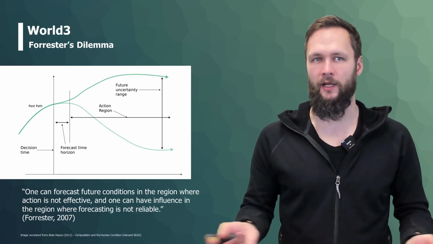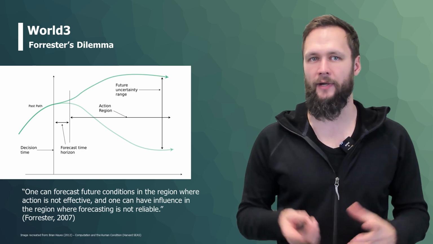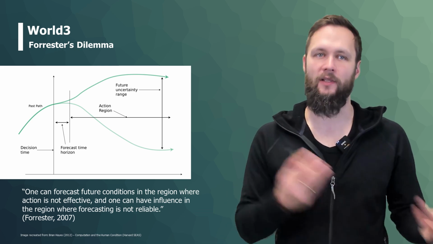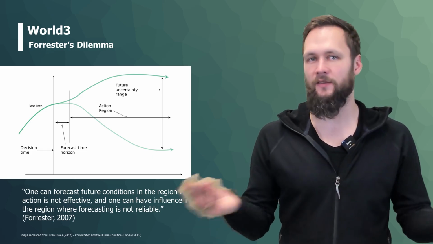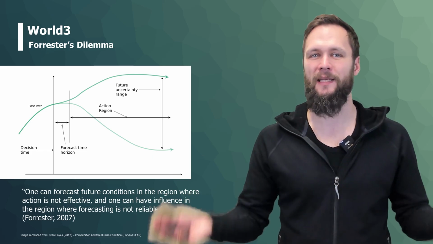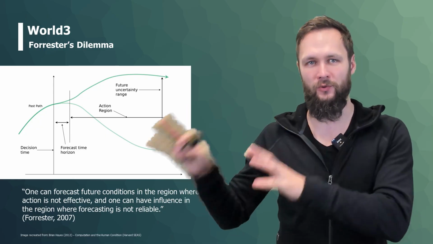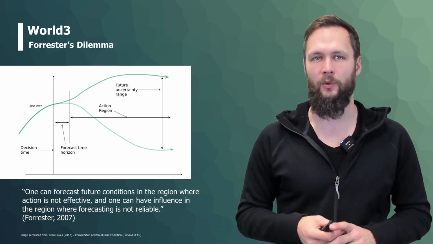So one can forecast future conditions in the region where action is not effective, and one can have influence in the region where forecasting is not reliable. So this is called the Forrester's dilemma, and I would like you to keep that in mind when we move now to the forecast results that the World 3 model provides.